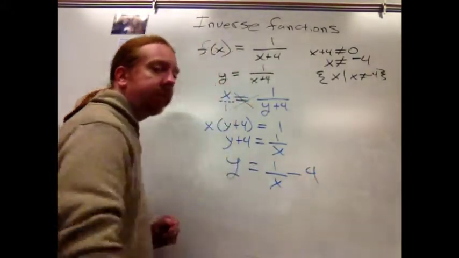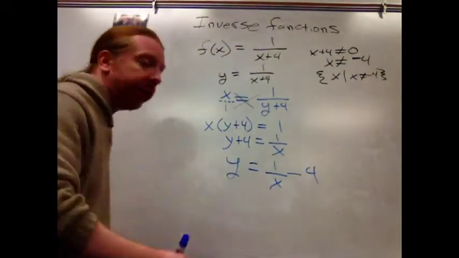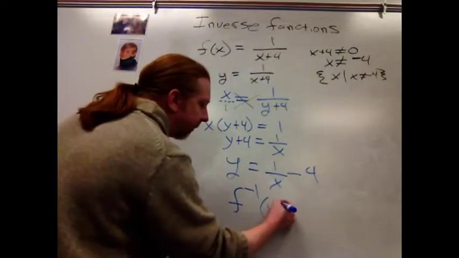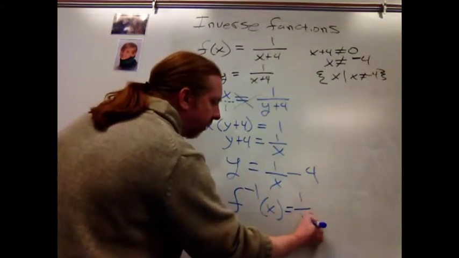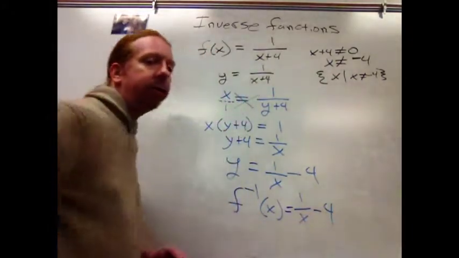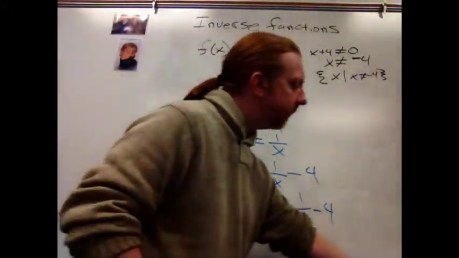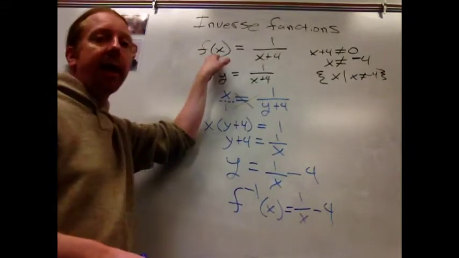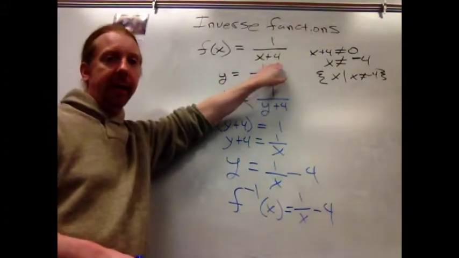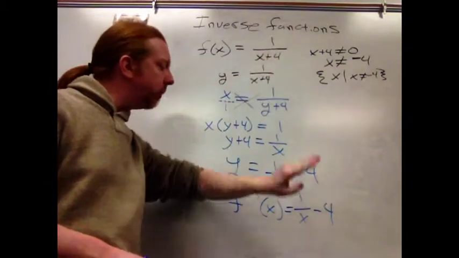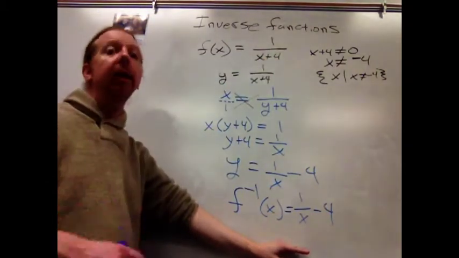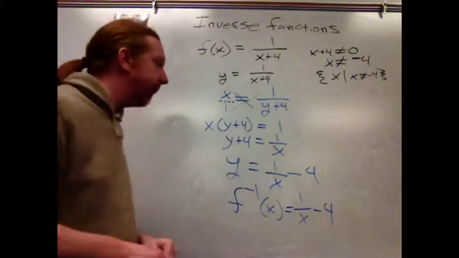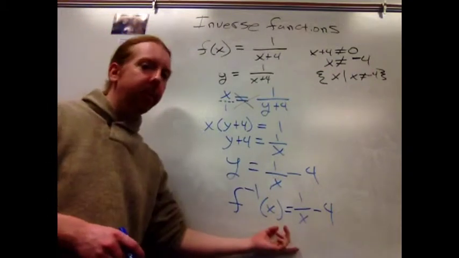So that means my inverse would be f inverse of x is equal to 1 over x minus 4. I can also check this. For example, if I plug in a number here for x, I can see what kind of an output I get. When I put that value back in here and run it, I should get my initial input back out again. Let's talk about domain.